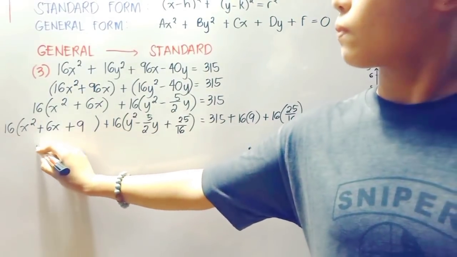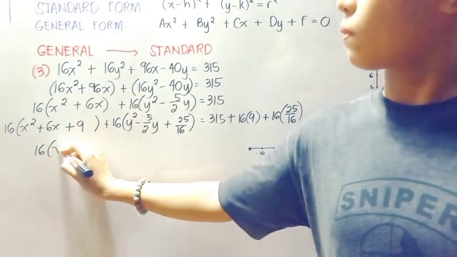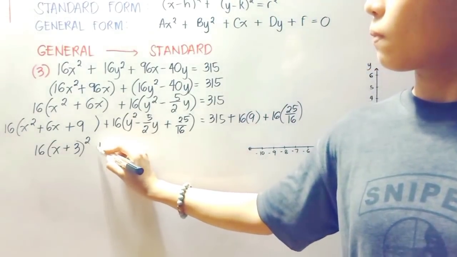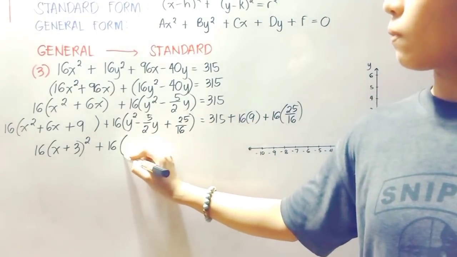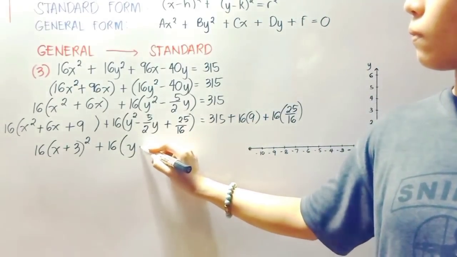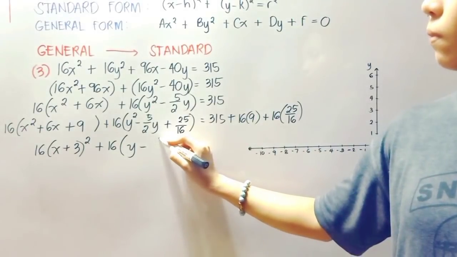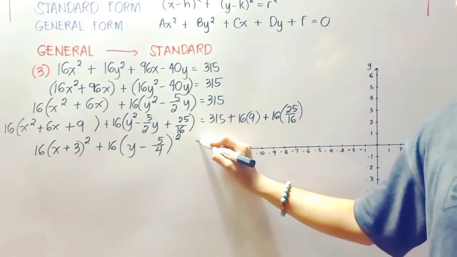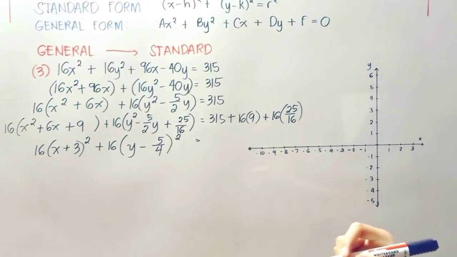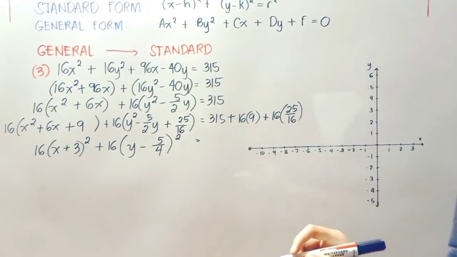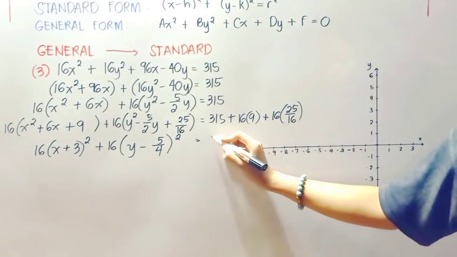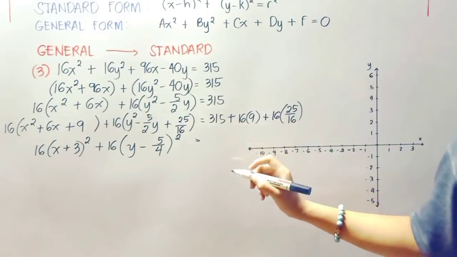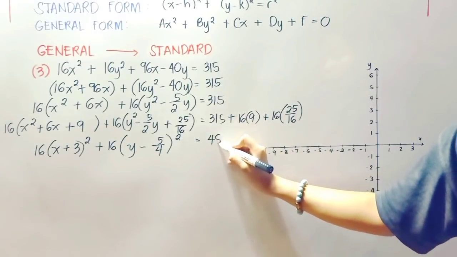We can factor here. (x plus 3), again that's 6 divided by 2, quantity squared. Plus on this side we have (y minus 5 over 4), that's 5 halves divided by 2, quantity squared. And we have to operate the right side. It will give us 484.